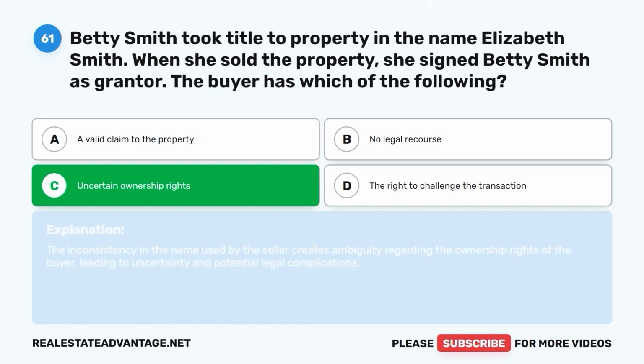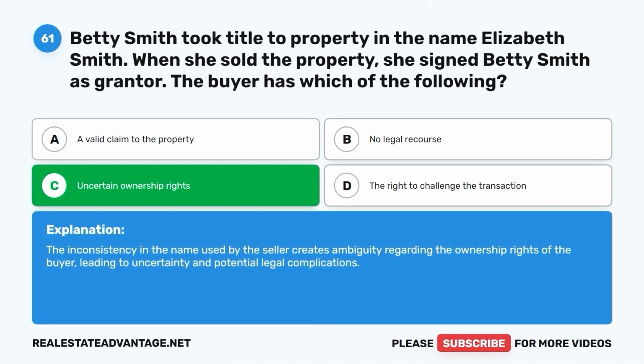Uncertain ownership rights. The inconsistency in the name used by the seller creates ambiguity regarding the ownership rights of the buyer, leading to uncertainty and potential legal complications.